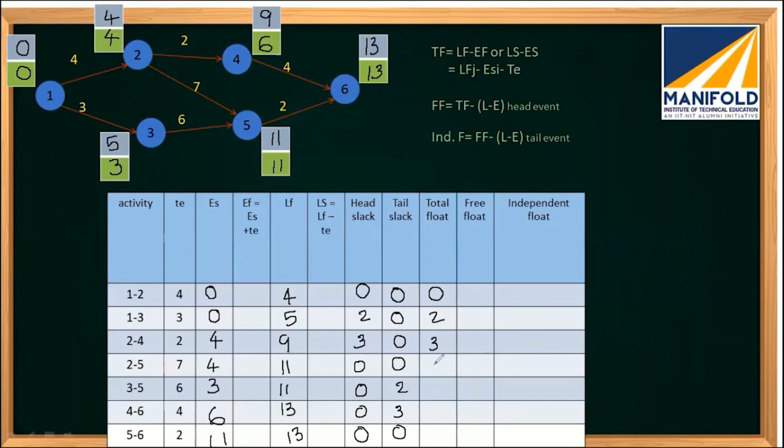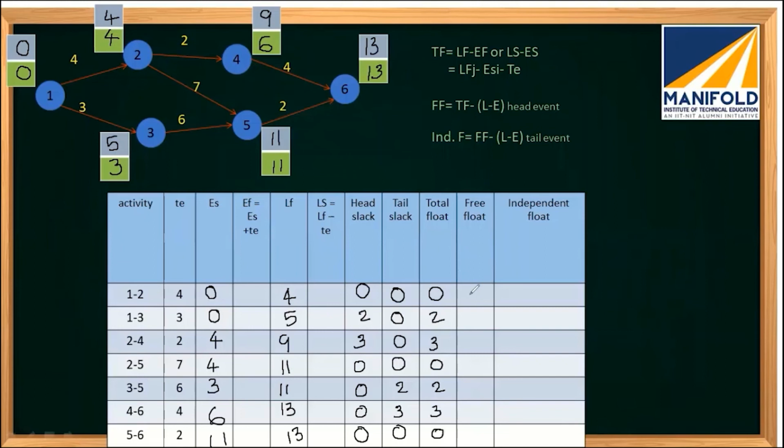Here 11 minus 4 minus 7 will give you 0. Here 11 minus 3 minus 6 will give you 2. Here 13 minus 6 minus 4 will give you 3. Here 13 minus 11 minus 2 will give you 0. So this is the total float. Now calculating free float, the equation is total float minus head event slack.